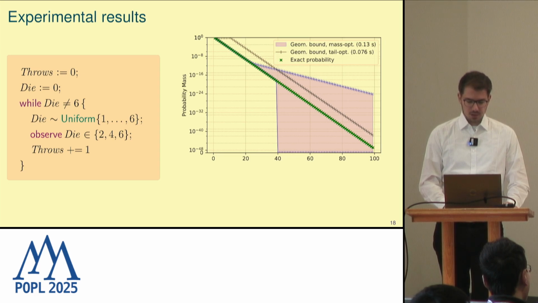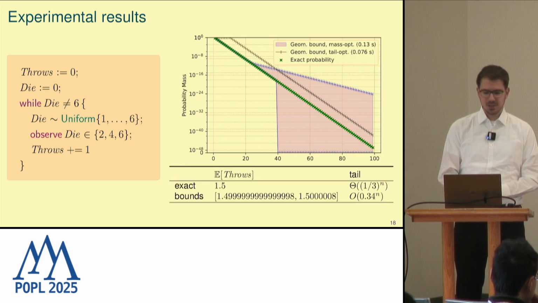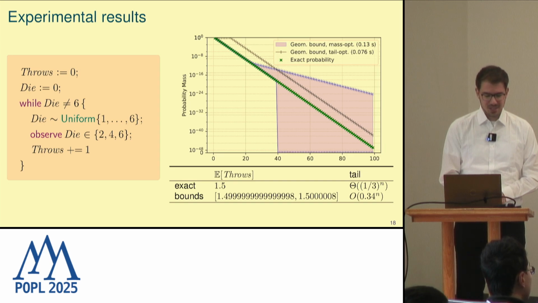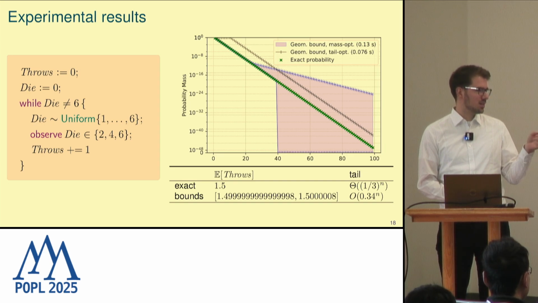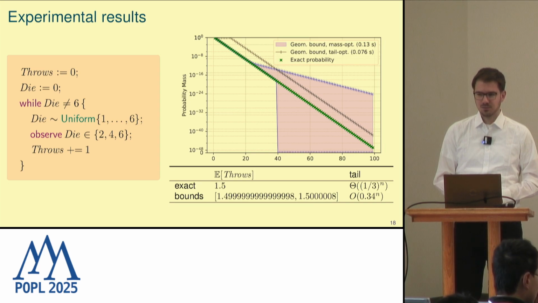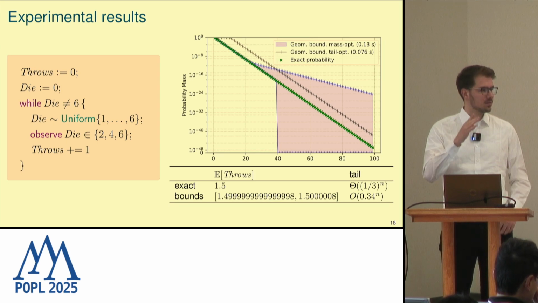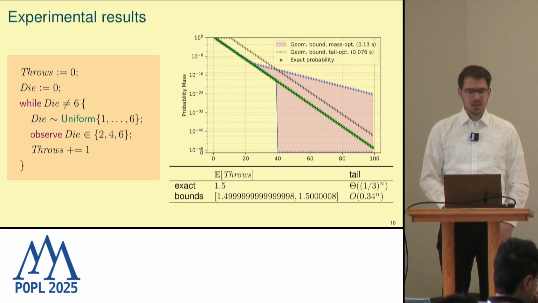Right. So the original question was about the expected value of the number of throws. And the exact value is 1.5, and our method gives a very tight bound on this in less than a second. And we can also bound the tails. The true tails decay with a rate of 1/3, and we can find 0.34, so also quite close.